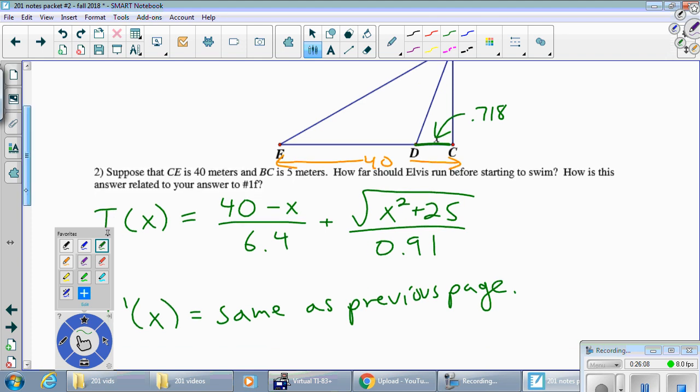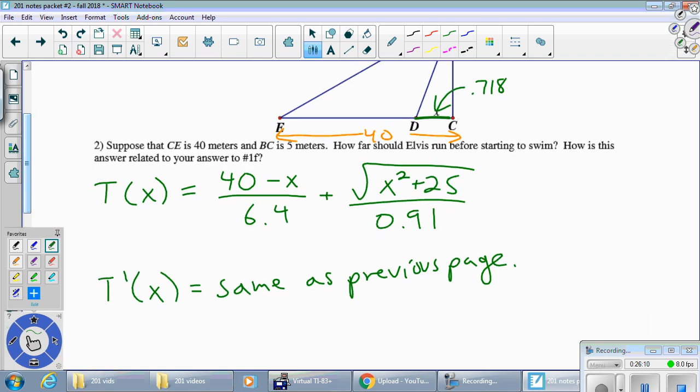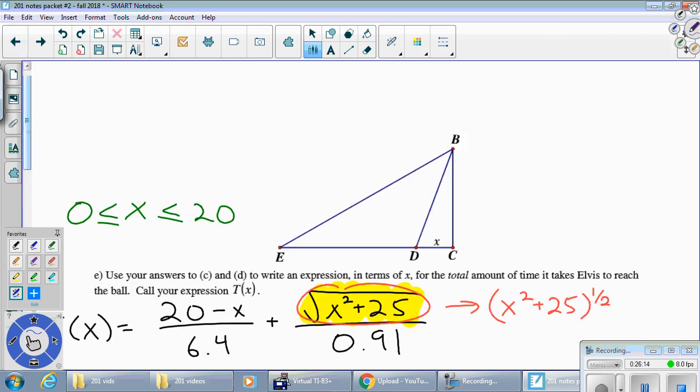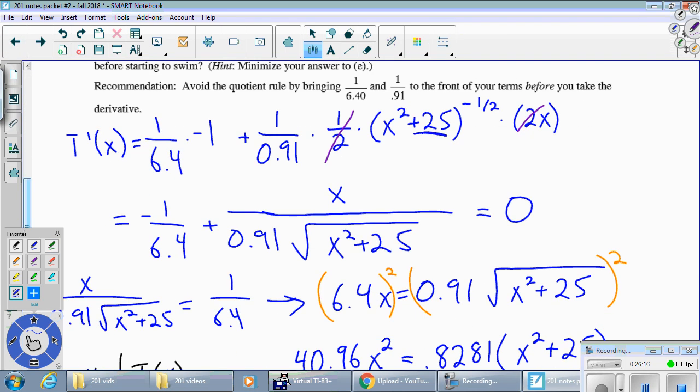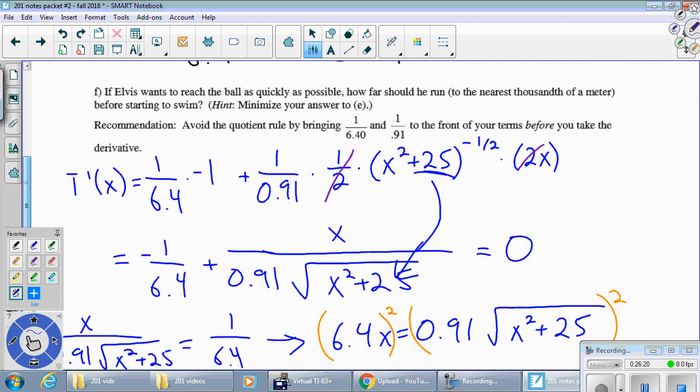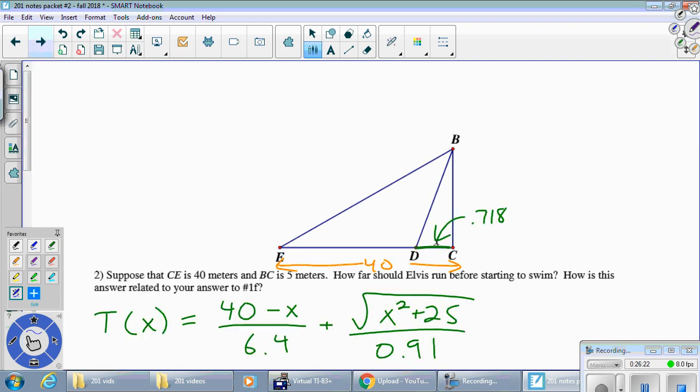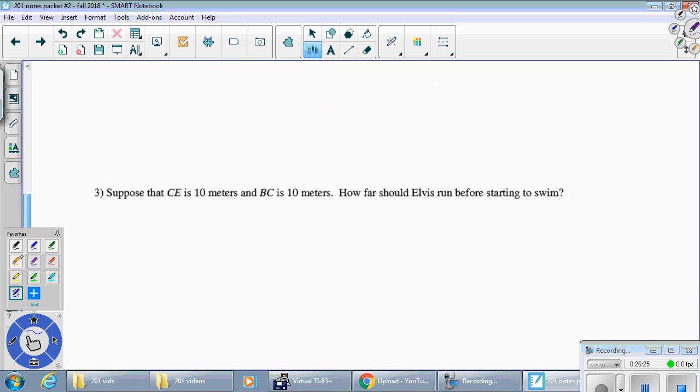Now the 25 matters, right? Like both of these had a 5, and that 5 ended up being a 25, and that 25 ended up being part of the derivative, right? It's there, and it had some impact when we solved the equation. But it turns out that horizontal distance does not make any difference at all.